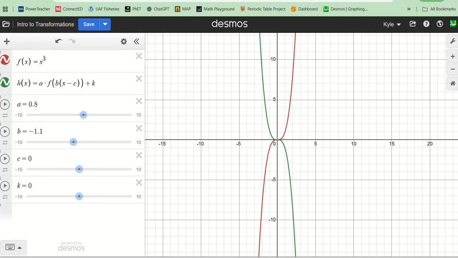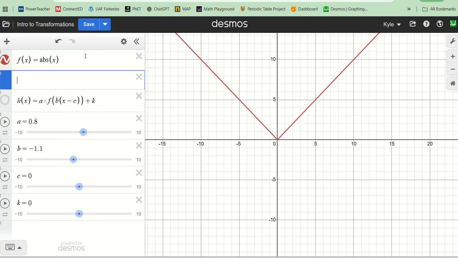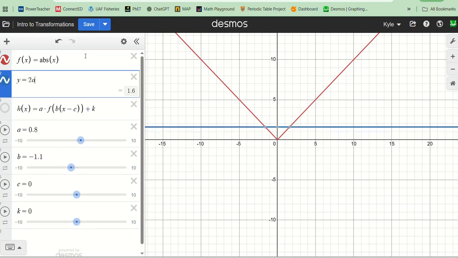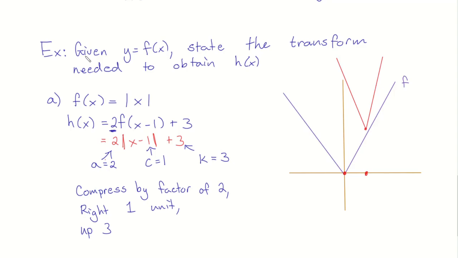Let's check. You guys are going to have to help me because I already forgot all those numbers. Absolute value of x. Okay, there's the original. What did we change about it? This was 2, right? We had 2, so y equals 2 times the absolute value of x minus 1 plus 3. Did that get thinner, move right 1 and up 3? Was my graph perfect? Not really, but that's okay. If all we're doing is wanting a good idea of where this graph is, we have it.